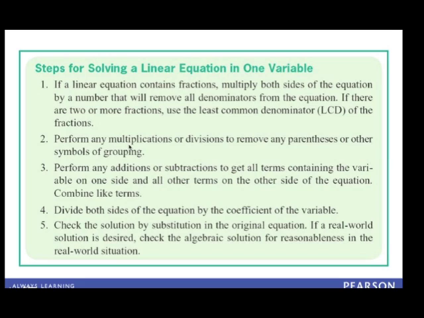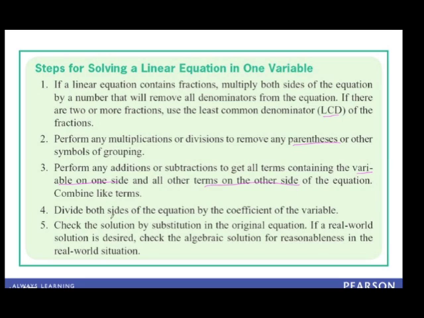Steps to solving a linear equation in one variable. If it contains fractions, first multiply both sides by a number that will remove all the denominators from the equation. If there's more than one fraction, use the least common denominator, the LCD, of the fractions. Perform any multiplications or divisions to remove parentheses or other symbols for grouping. Perform any additions or subtractions to get all terms containing the variable on one side, so all the variable terms on one side and all the other terms on the other side of the equation.